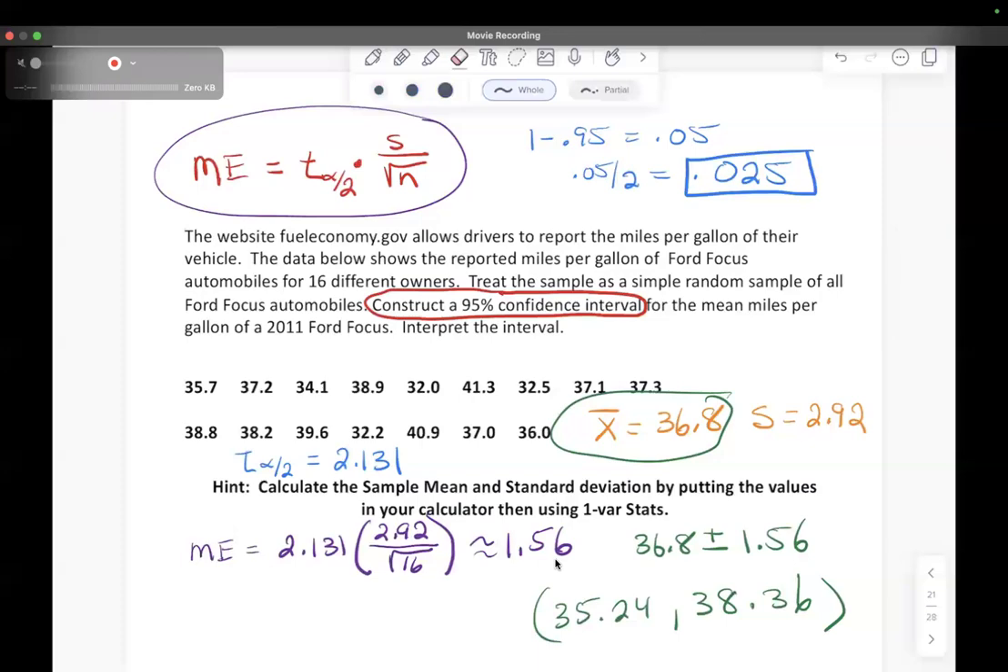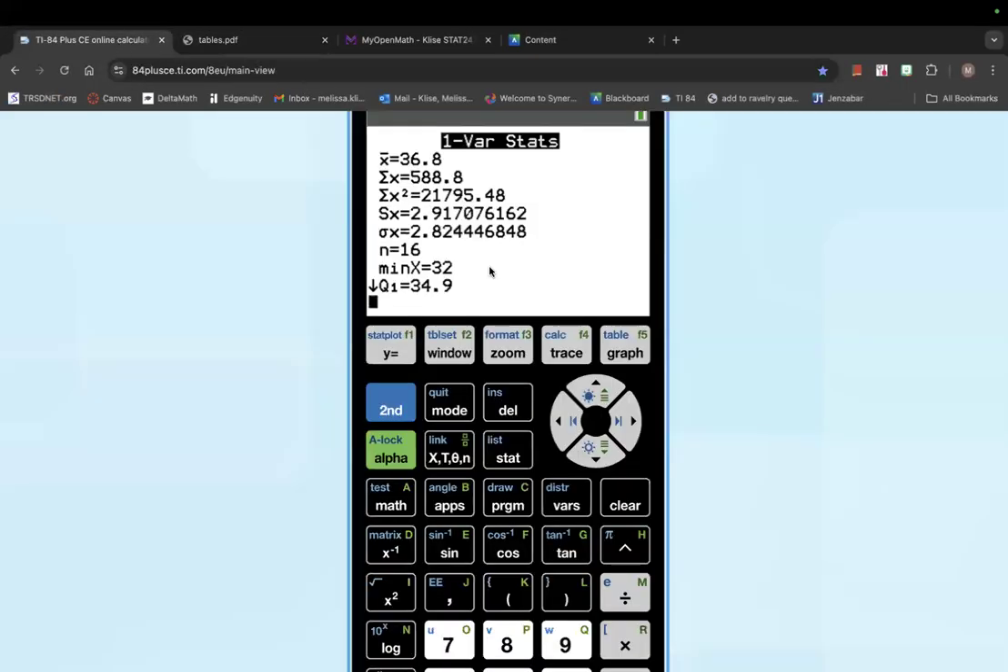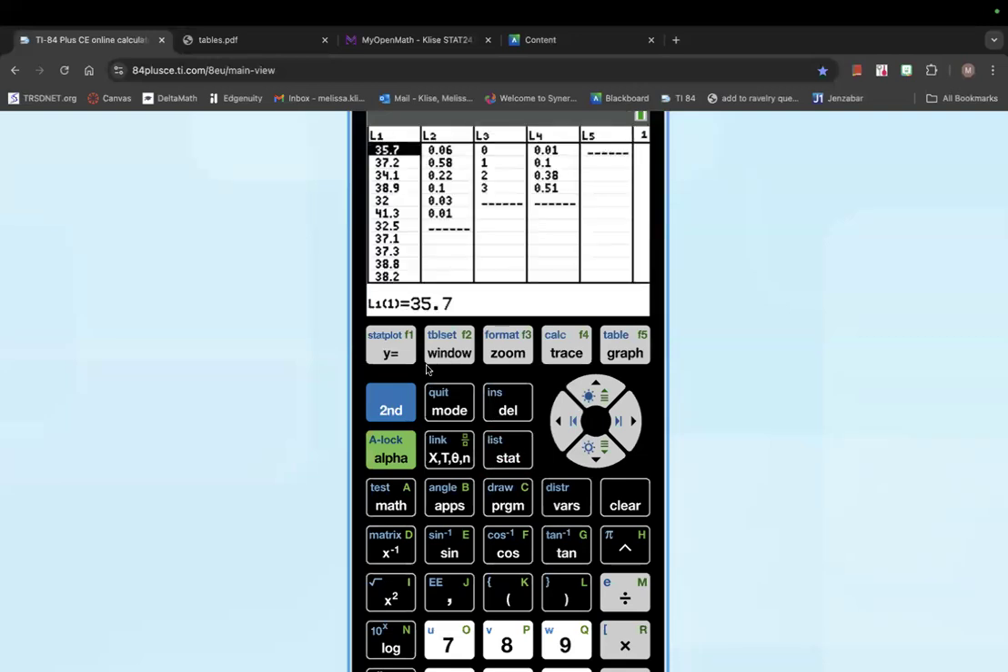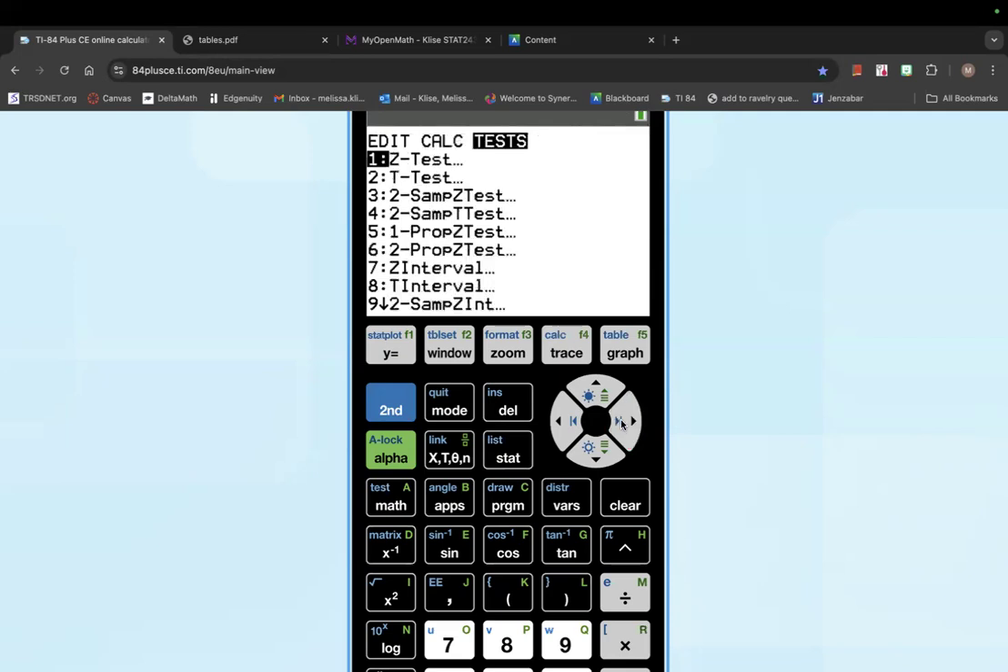So I'm going to pop back over. The nice thing is we all already have the data in our calculator. We all have the Ford Focus data right there in our L1. So I'm going to get out of there with second vars, and that's not where you're going. Ignore that. Do second mode to get out of it. Go to stat, tests. We are going to T interval. It's number 8 right here. T interval.